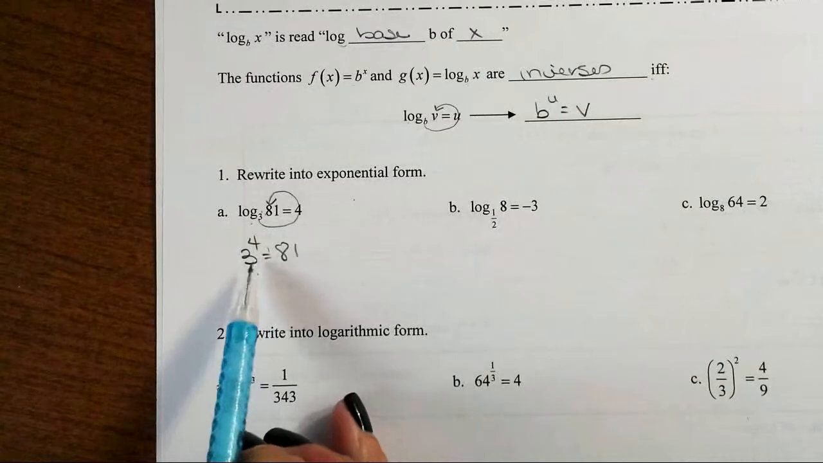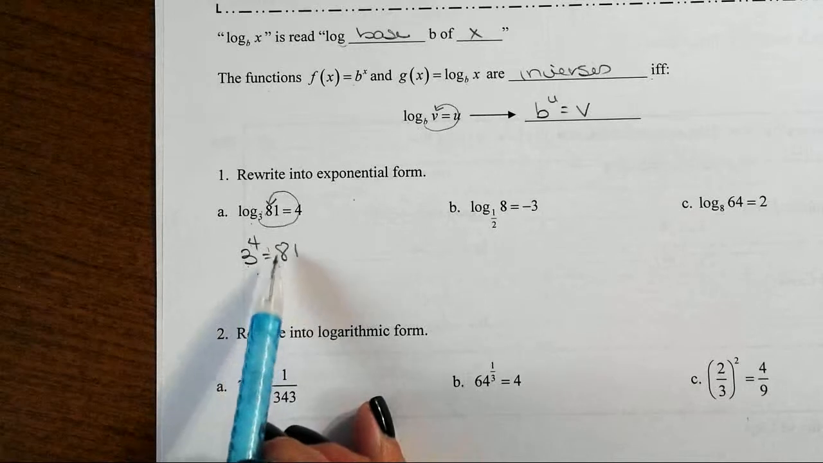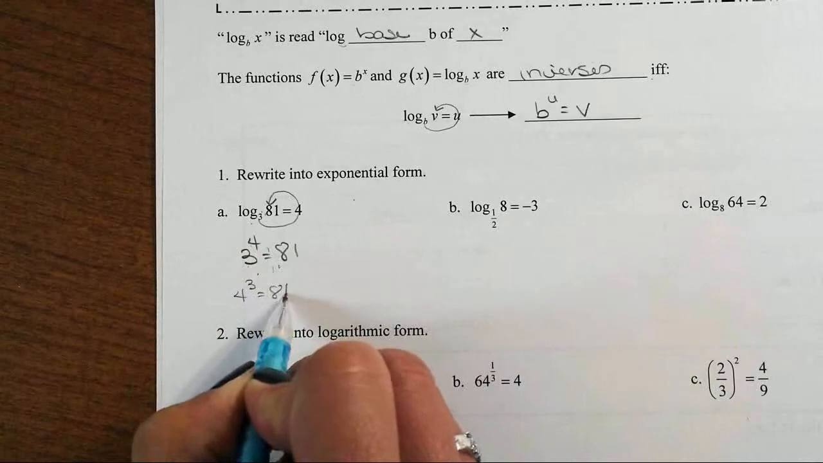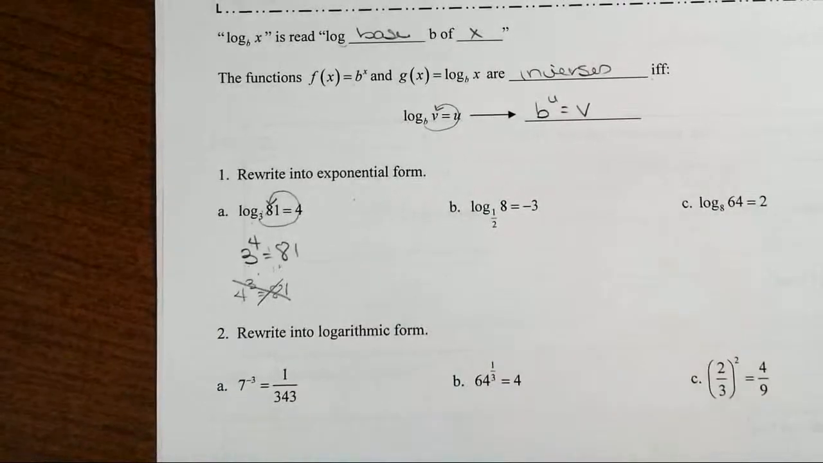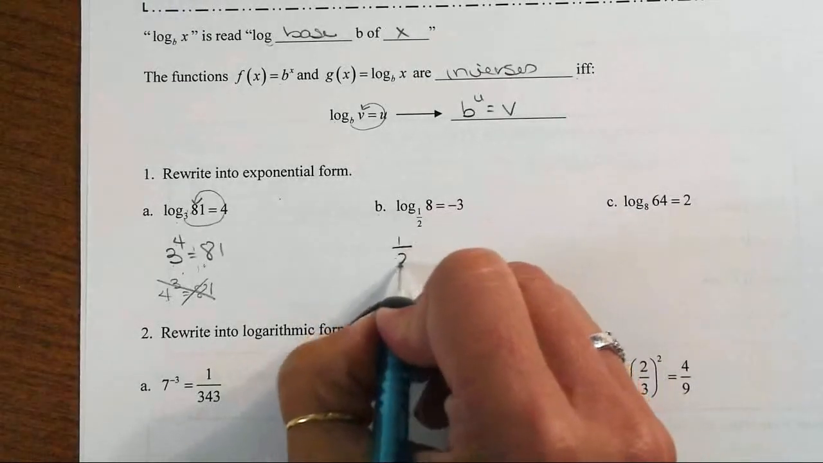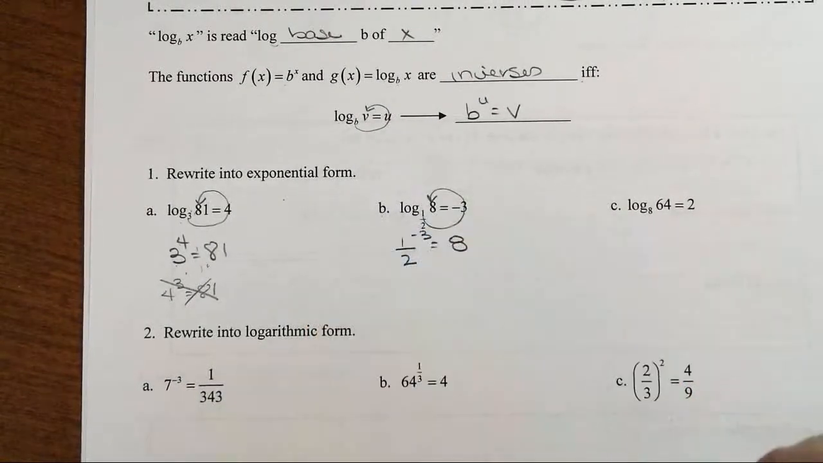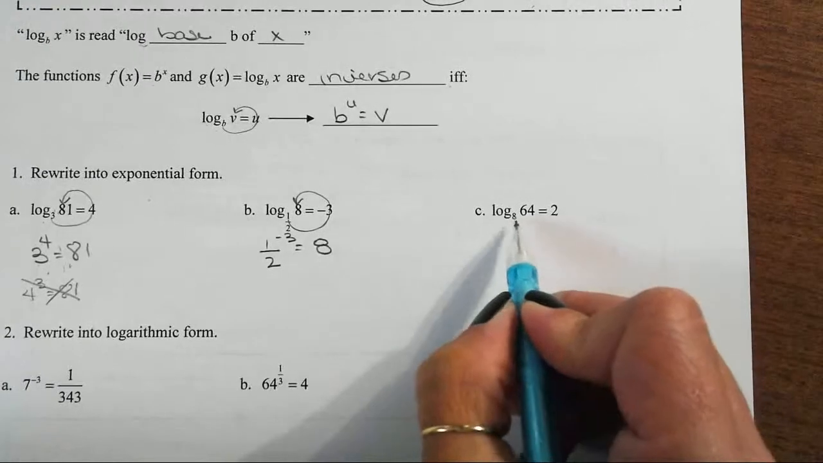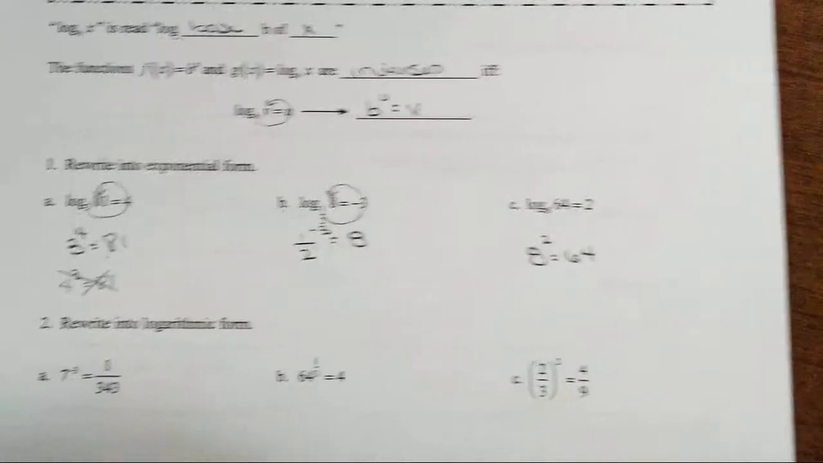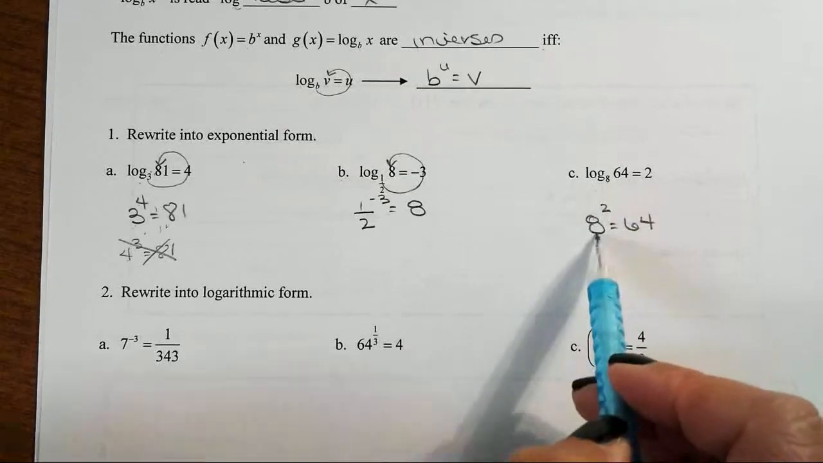These two are inverses because 3 to the 4th power is equal to 81. If by chance you rewrote this incorrectly as 4 to the 3rd power is equal to 81, this is not a true statement, therefore you would know that you wrote it incorrectly. Rewriting b, 1/2 to the negative 3rd power is equal to 8, creating the snail. Rewriting c, 8 squared is equal to 64.